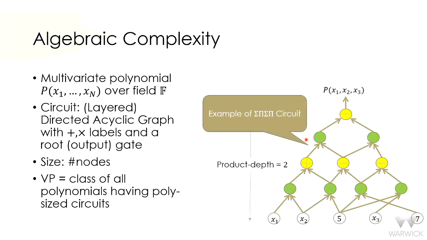Okay, and so this picture is an example of what I'm going to call a sigma pi circuit. That's because the top layer is a plus, followed by a layer of times gates and so on. So these are analogous to AC0 circuits, where the depth is constant. These are going to be alternating as well in the same sense.